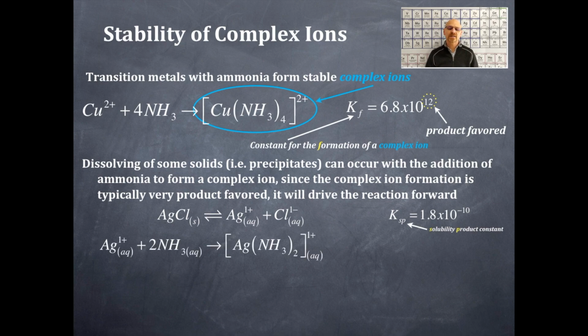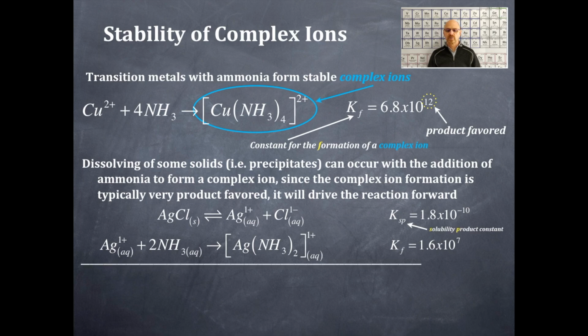Here's the complex ion formation of silver and ammonia. It gives a silver ammonia complex ion, which has the same charge as the silver ion. And this is a K of formation, just like we did above with the copper, a transition metal cation, forming a complex ion with ammonia. The K of formation of this is 1.6 times 10 to the 7, and that's a positive 7, so therefore this one is a very product-favored reaction.